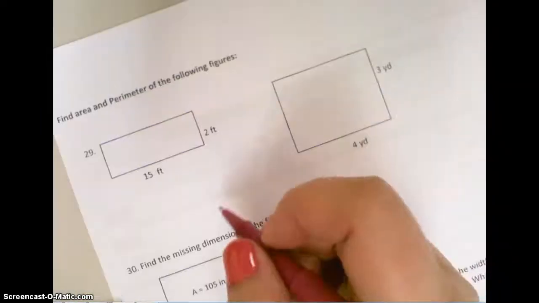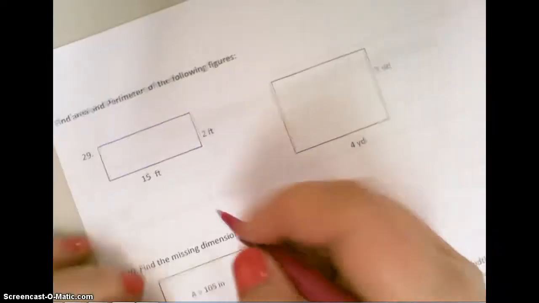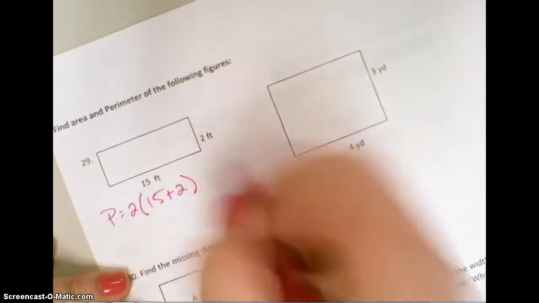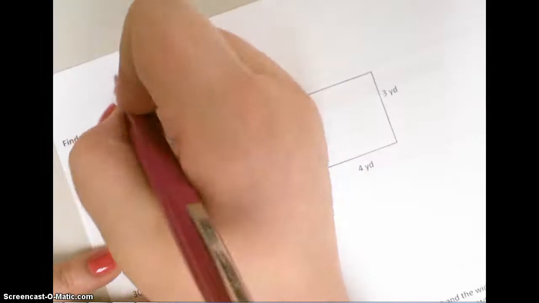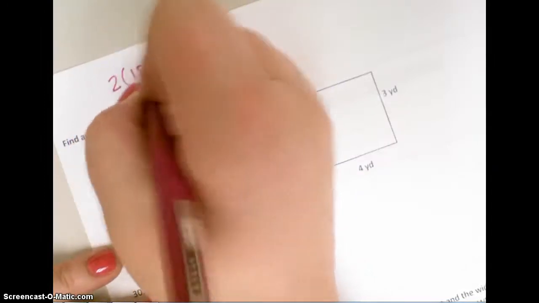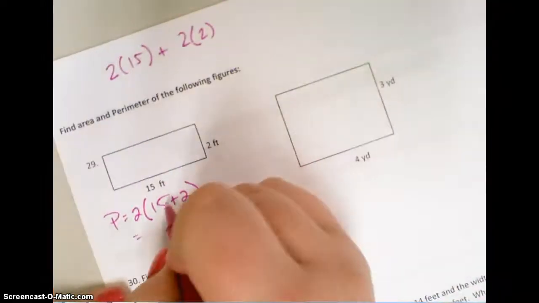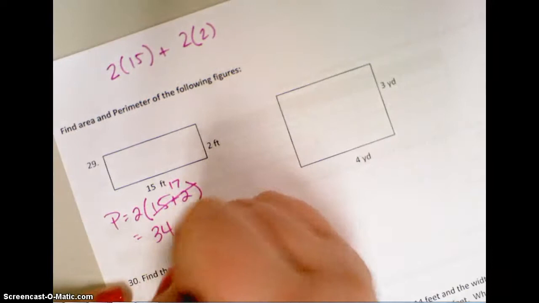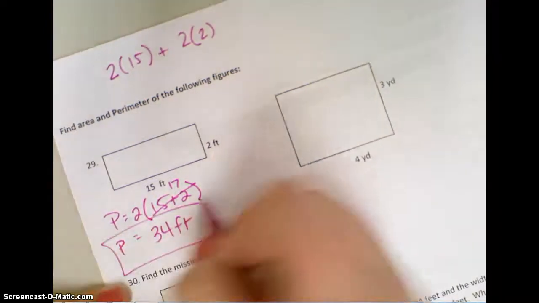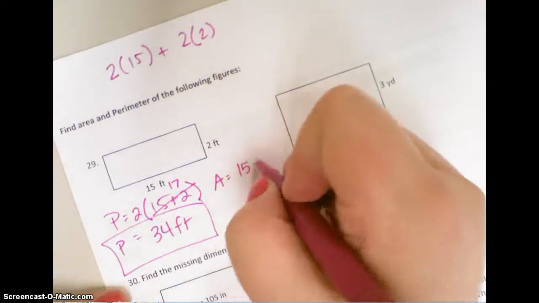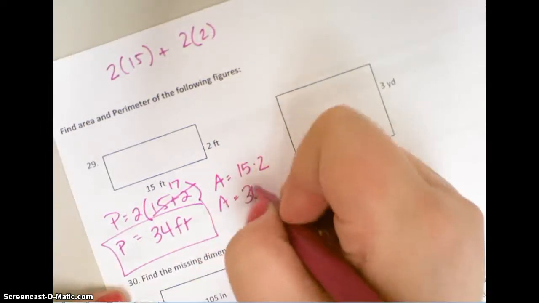Number 29, find the area and perimeter. We're going to go ahead and go through this pretty quickly. It shouldn't be too bad. Perimeter is going to be 2 times, and then I'm going to have 15 plus 2. Again, you can set this up if you want to do it as 2 times 15 plus 2 times 2. That's fine too. I just do it this way. That's up to you. 15 plus 2 is 17, and 2 times 17 is 34 feet. That's my perimeter. For the area, it's going to be your base times height, so 15 times 2. Area here is going to be 30 feet squared.